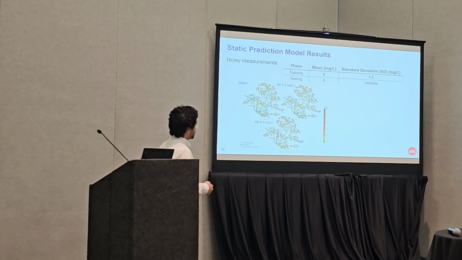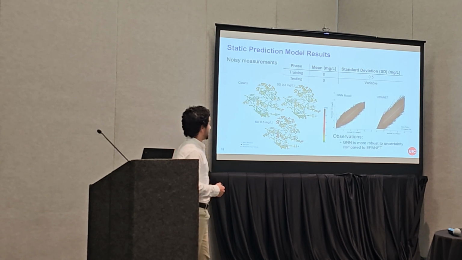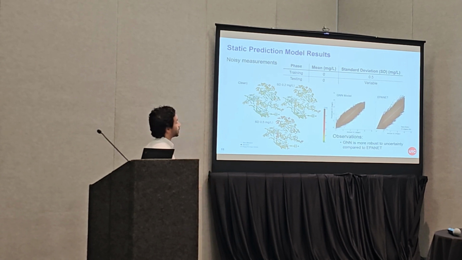And what we can see here is that increasing the level of noise was, of course, increasing the error. But what is more important to say here is that when we compare the graph neural network model to the EBNet, we found that the graph neural network model is actually robust to uncertainty, because in the graph neural network model, we are using the data from these 10 points, whereas in EBNet, we are only using the data from the injection source.